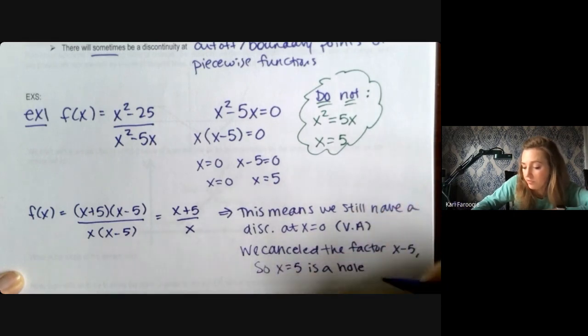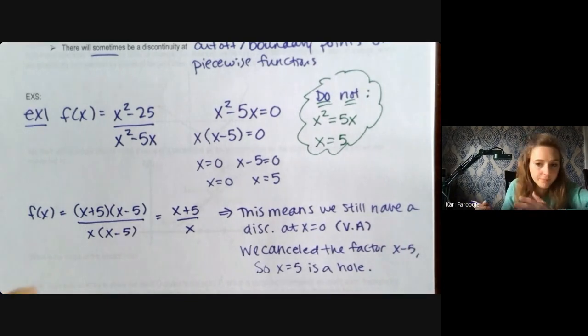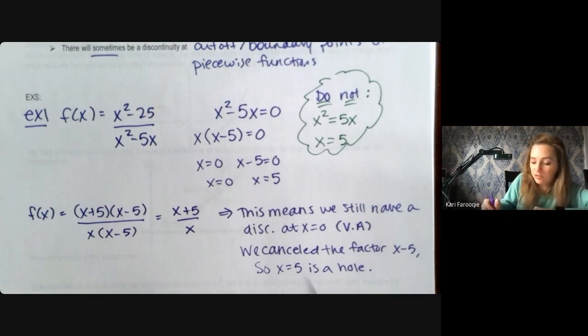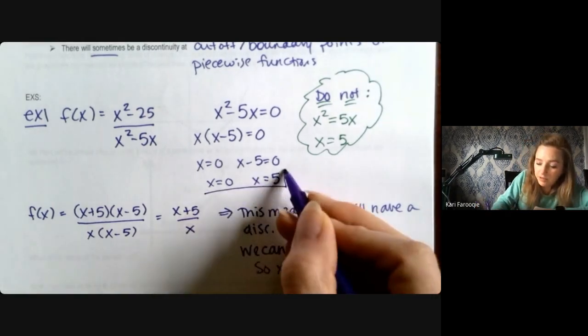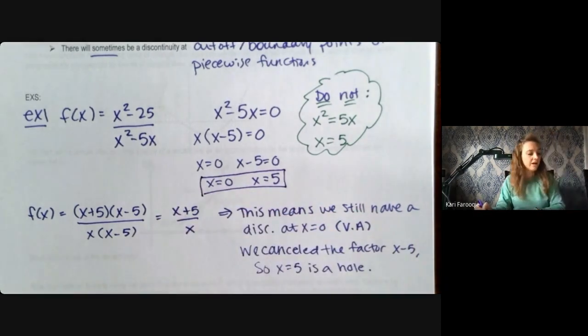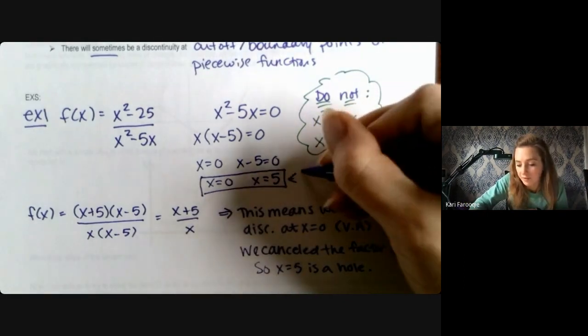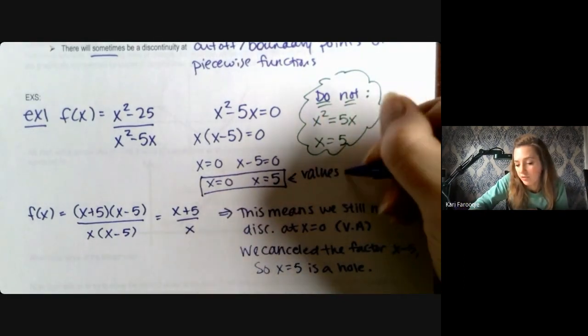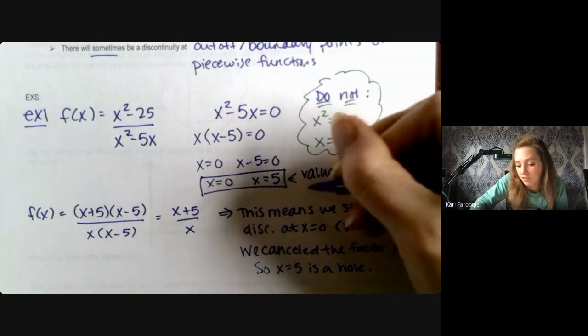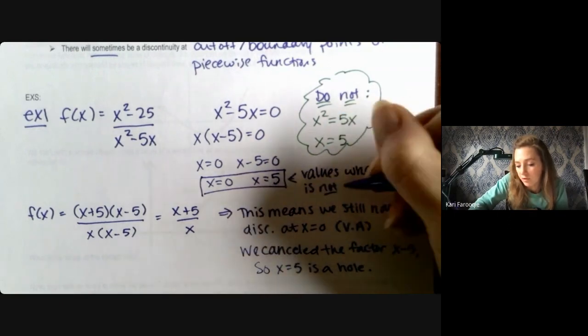Now, a hole is still a discontinuity, but it's not a vertical asymptote. So I guess I technically didn't tell you to specify. I just said find points where the function's not continuous. And we just did that. x equals 0 and x equals 5 are values that make the denominator 0. These are your points of discontinuity. So we're going to say that these are values where f is not continuous.